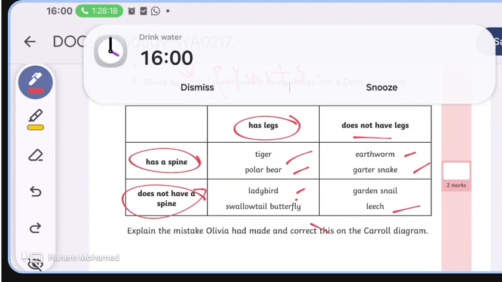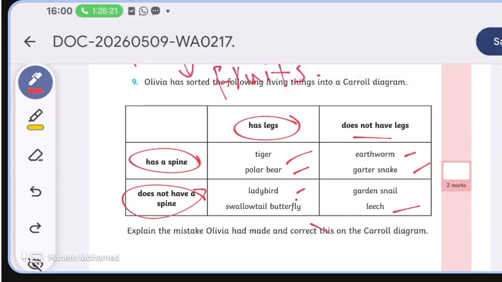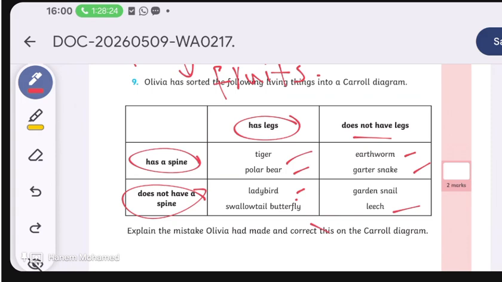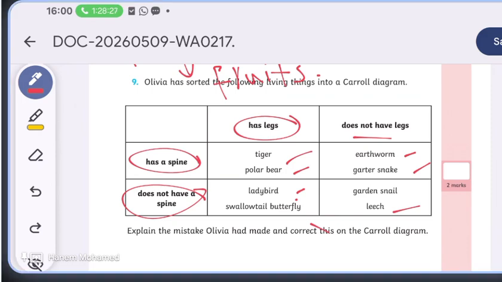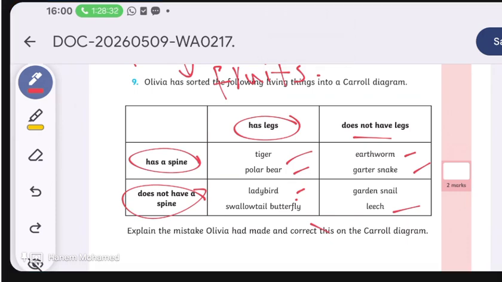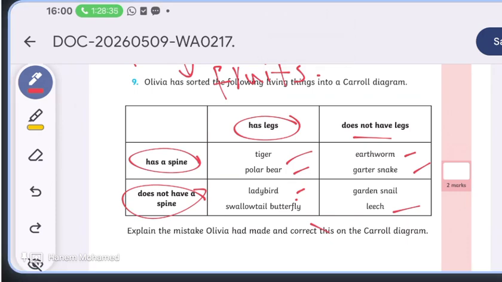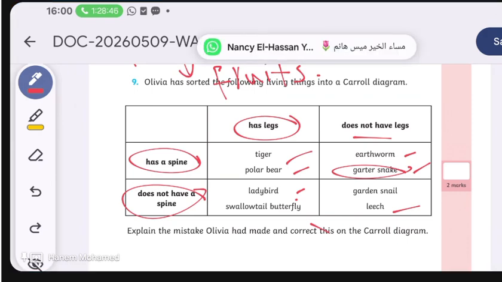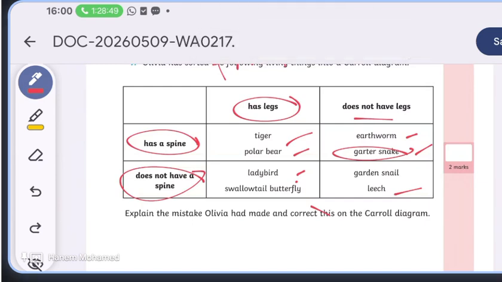Okay, so the polar bear and the tiger, yes, they have a spine and have legs, right? And don't have a spine but have legs, like the ladybird and swallowtail butterfly. The earthworm doesn't have legs and the garter snake doesn't have legs. But do you think the snake is an invertebrate? No. Okay, what about the earthworm over there? It has a spine. The earthworm has a spine, a backbone.